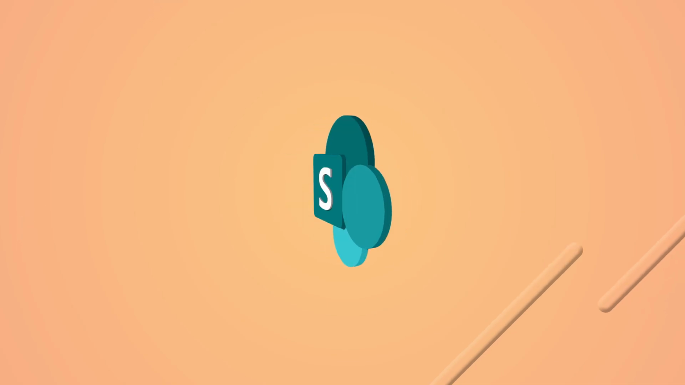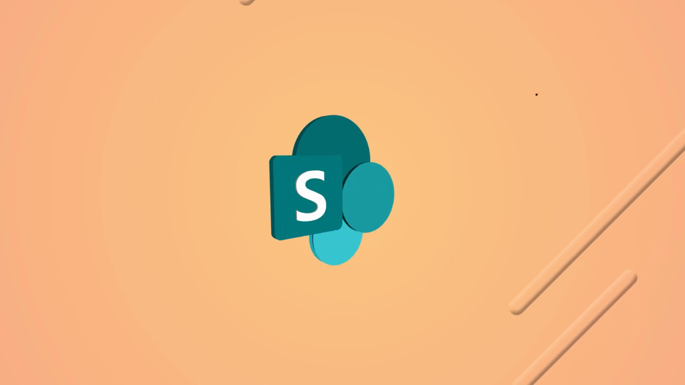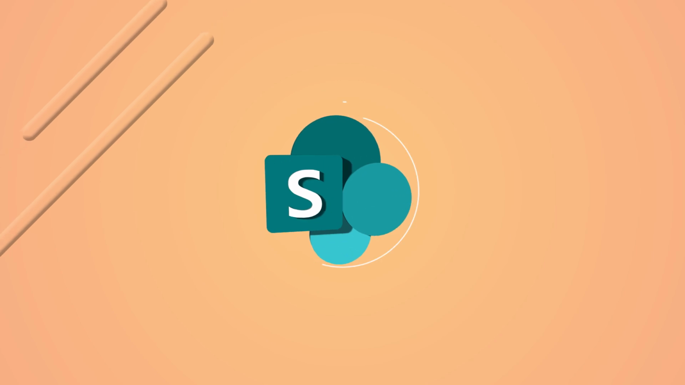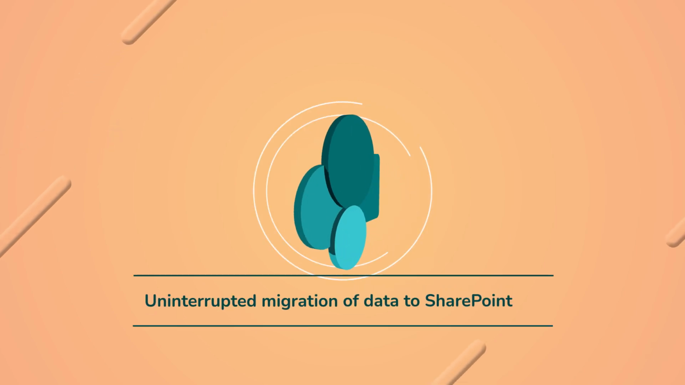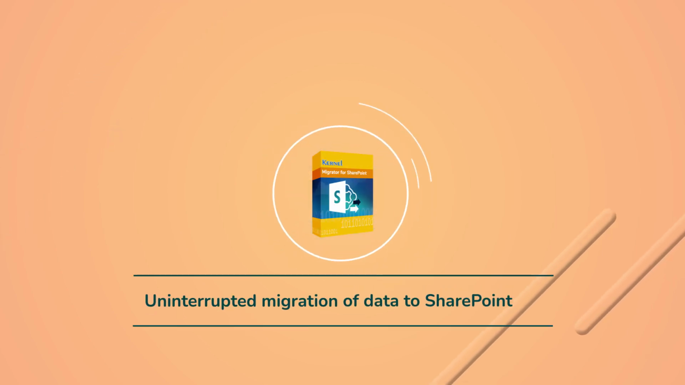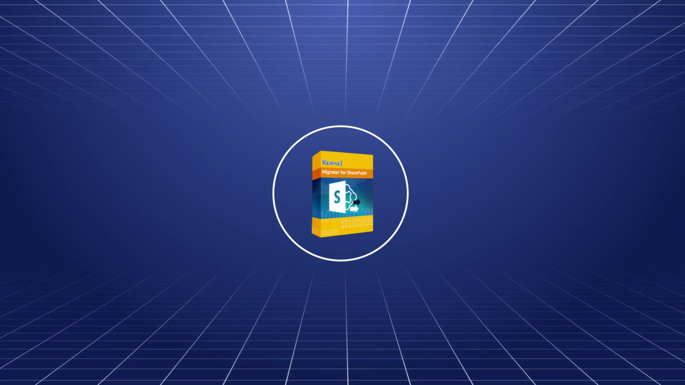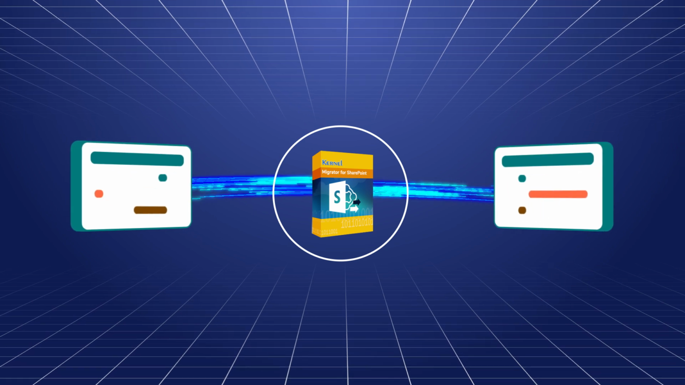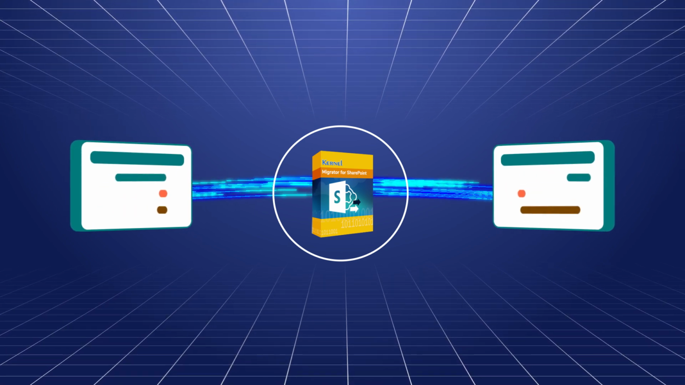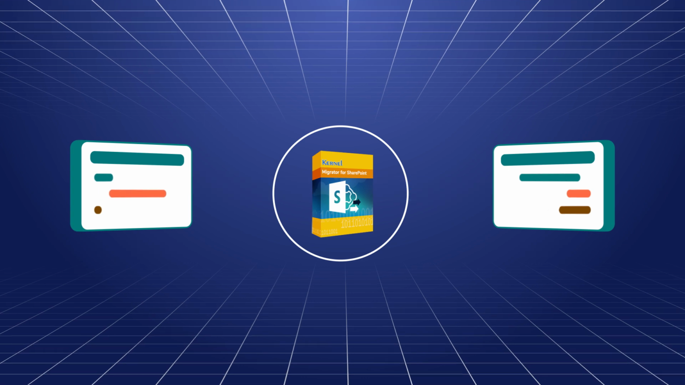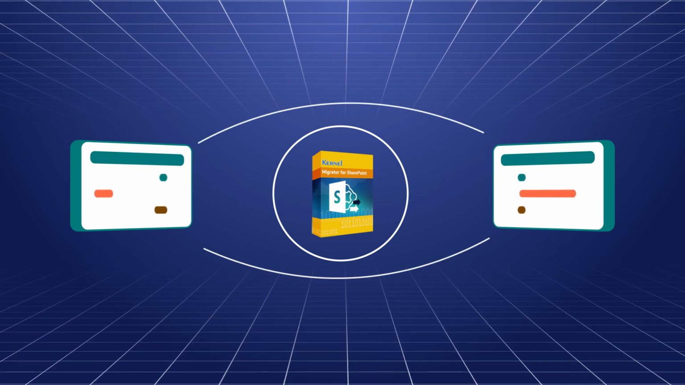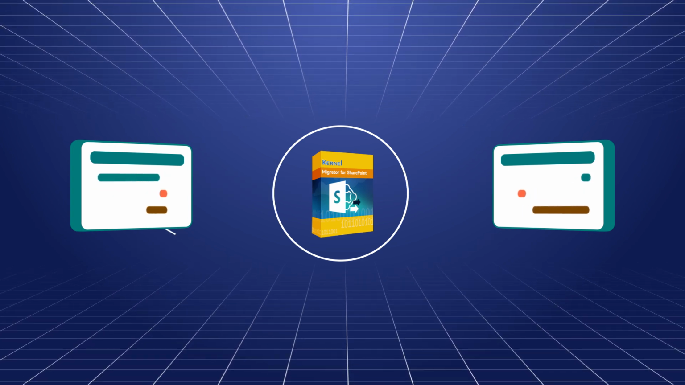Planning a SharePoint migration may be overwhelming for users due to lack of an efficient SharePoint migration tool. This video tutorial guides how to perform an uninterrupted migration of data to SharePoint with Kernel Migration for SharePoint. Kernel Migration for SharePoint is a full-fledged migration tool that simplifies transfer of data between two SharePoint sites, on-premises and online. It supports easy connection with SharePoint tenant in source and destination.